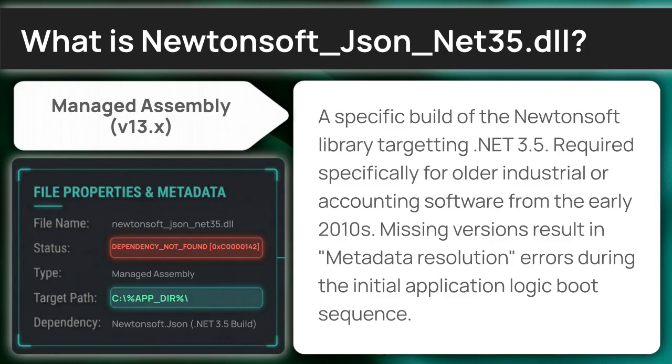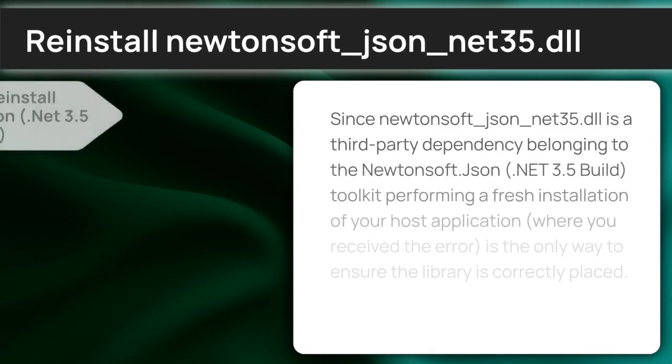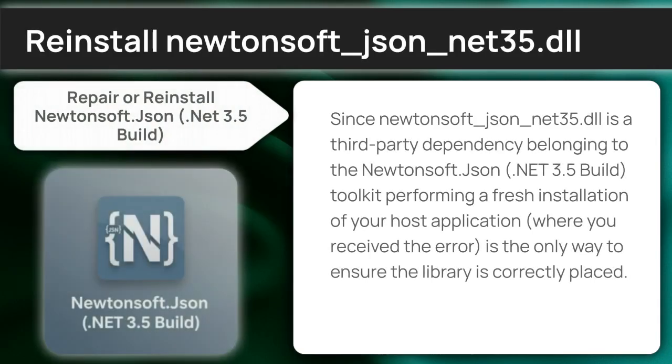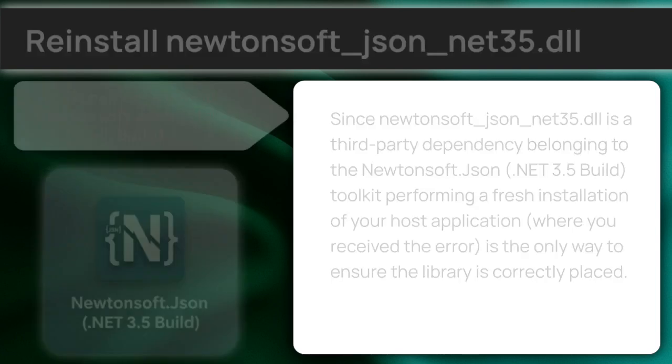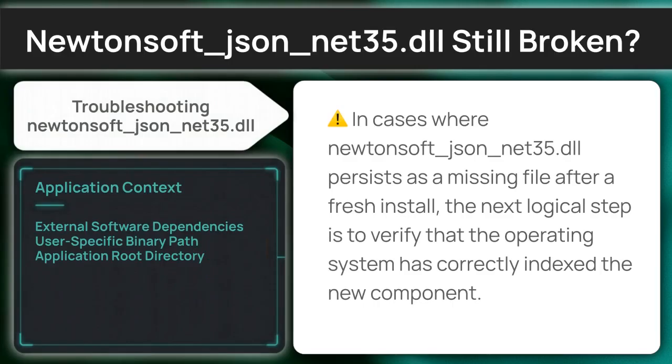Now let's apply the fix by reinstalling the shared system library. Since Newtonsoft.Json NET 35 DLL is a third-party dependency belonging to the Newtonsoft.Json .NET 3.5 build, performing a fresh installation of your host application where you received the error is the only way to ensure the library is correctly placed.